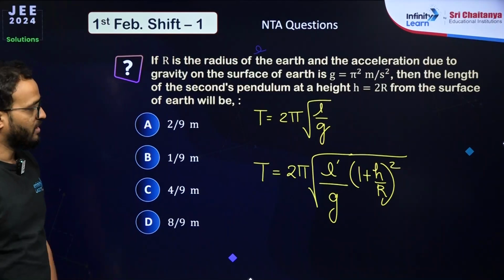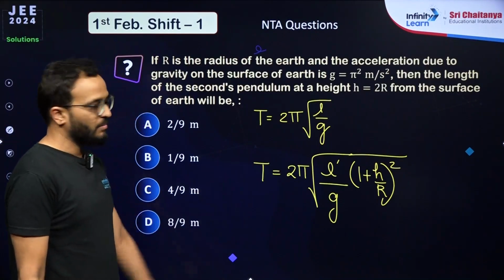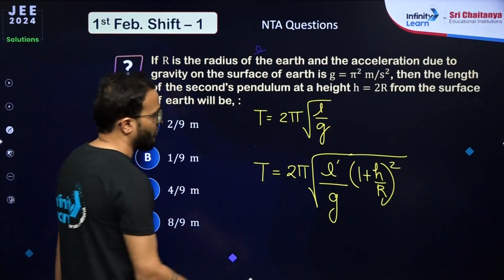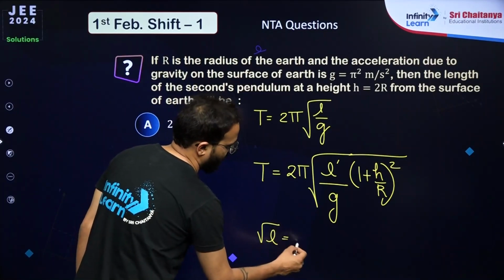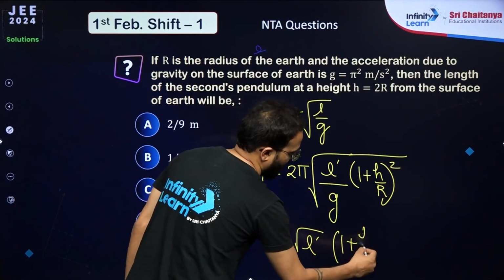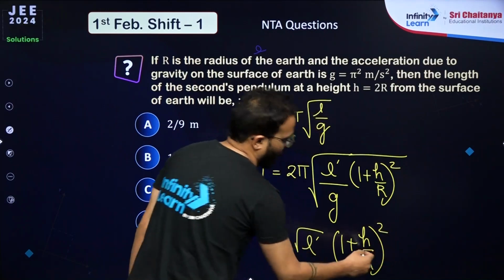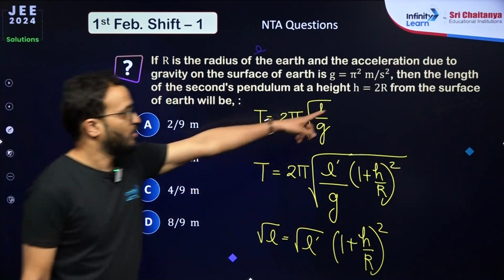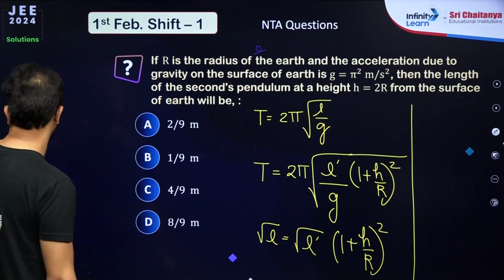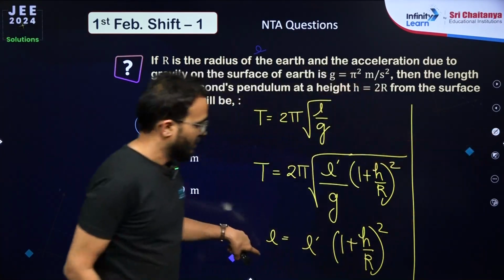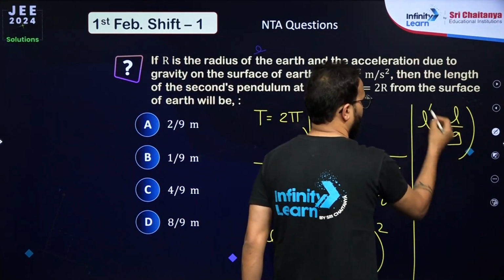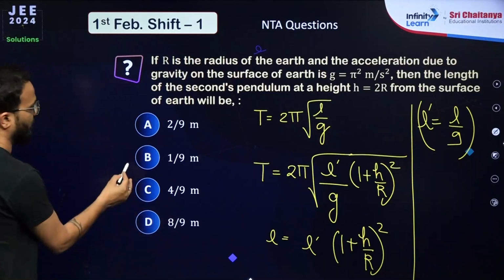Yes or no? Is this clear? So what will be L dash? We will just equate them. g and g will get cancelled. Simply you will say root L is equal to root L dash into (1 plus h by R). Now what is this h by R? h is how much? 2R. So 1 plus 2, that is 3. Oh sorry, not square, that is just 3. Okay, so now you put the values. From here L dash will be L by 9. So the answer will be 1 by 9 meter.